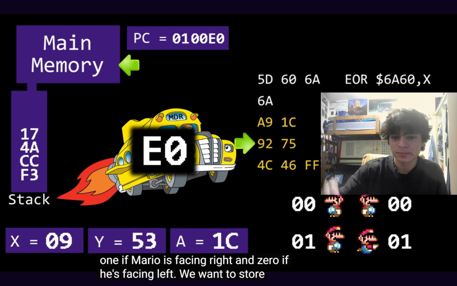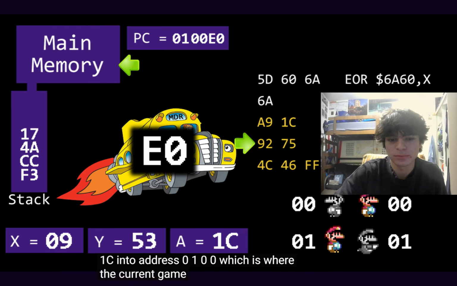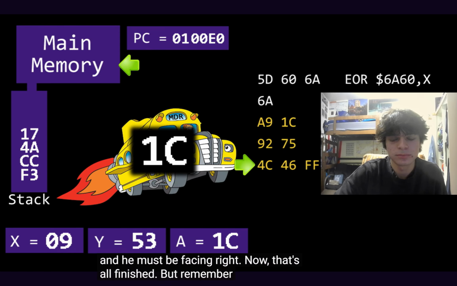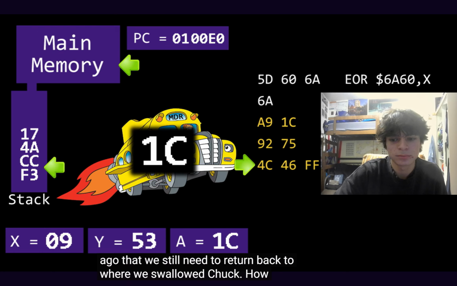We want to store our 1C into address 0100, which is where the current game mode is stored. Therefore, Mario must not be swimming and he must be facing right. Now that's all finished, but remember from a while ago that we still need to return back to where we swallowed Chuck. How do we do that?